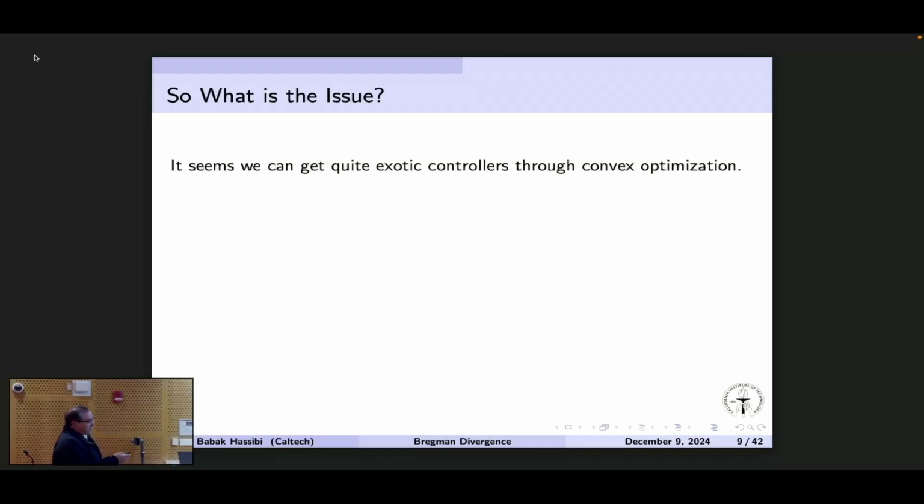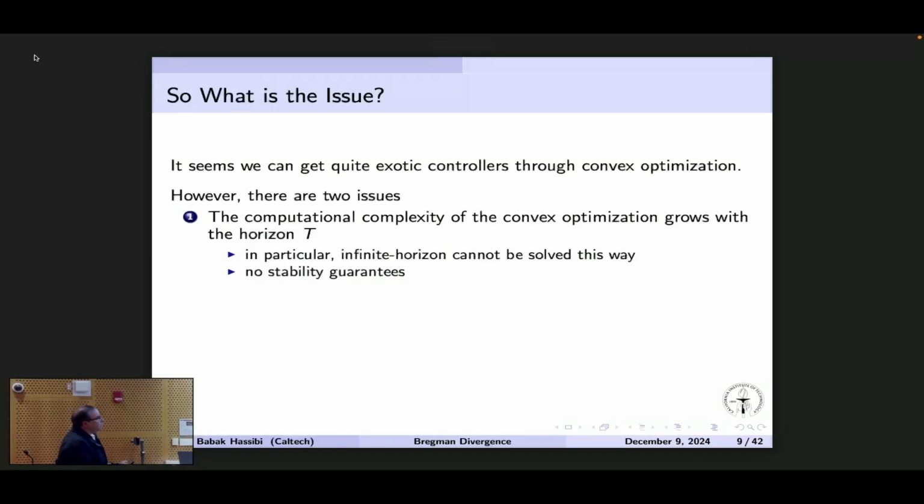So, as I said, you can get these exotic controllers if you want through convex optimization. But there are at least two issues. The first is that for a fixed horizon, if I want to solve these problems as a convex optimization, there's quite a bit of complexity. The complexity grows polynomially in the horizon T, typically like T cubed. So that could be problematic.